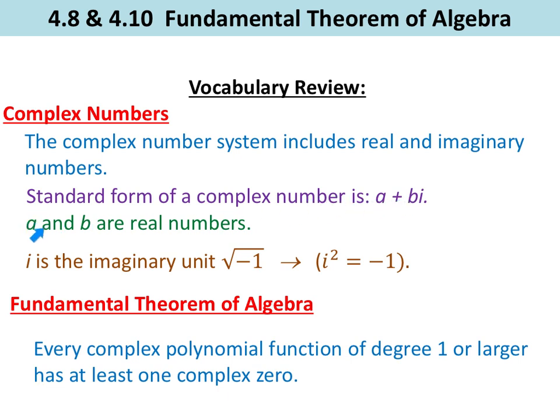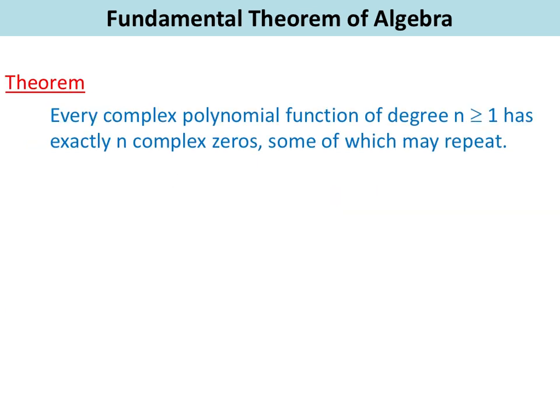Here, a and b are real numbers. Remember, i represents the imaginary unit, which is the square root of -1. And just remember, i squared is -1. So according to the fundamental theorem of algebra, every complex polynomial function with a degree of 1 or larger has at least one complex zero.